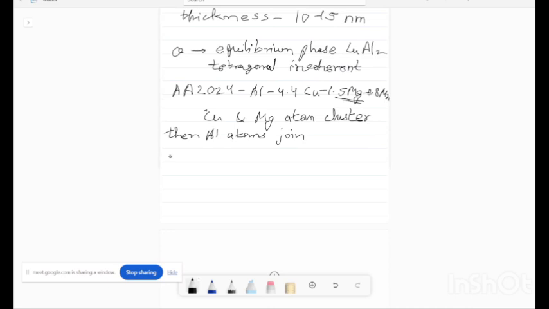So the sequence of precipitation hardening is the supersaturated solid solution, followed by GP zones, then S prime precipitate, which has the composition of Al2CuMg, followed by equilibrium phase S, which has the same composition.